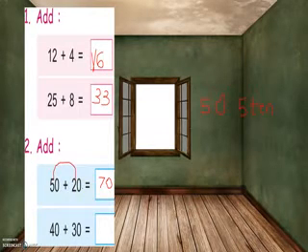Now we look into another question. 40 plus 30. Both are tens numbers, 4 tens and 3 tens. To add 2 tens numbers, we just have to add the tens place first and then put a 0. 4 plus 3, what is the answer? Yes, 7. And then you have to put a 0 in the ones place. This is how we can add 2 tens numbers.